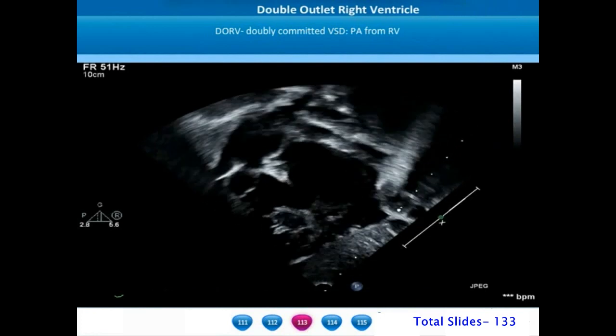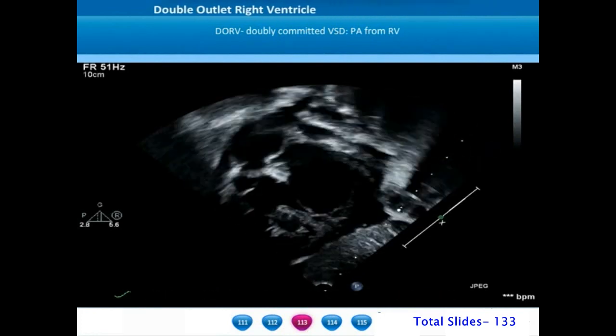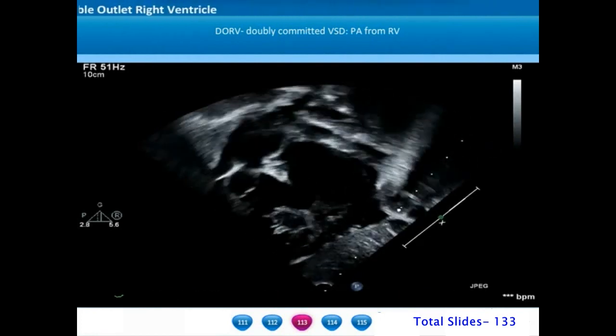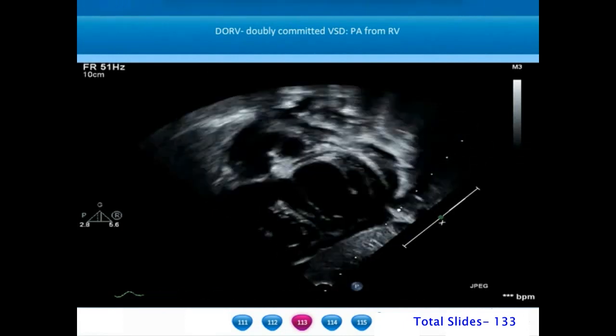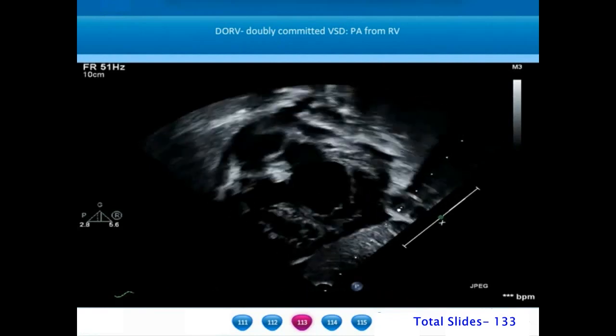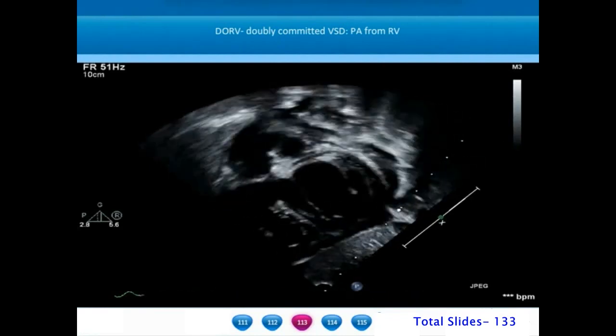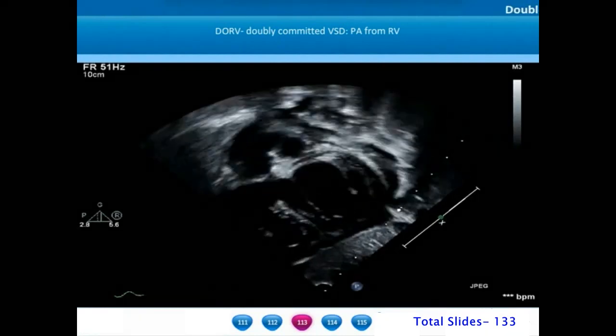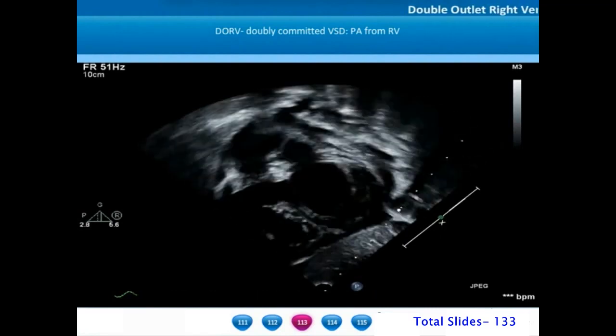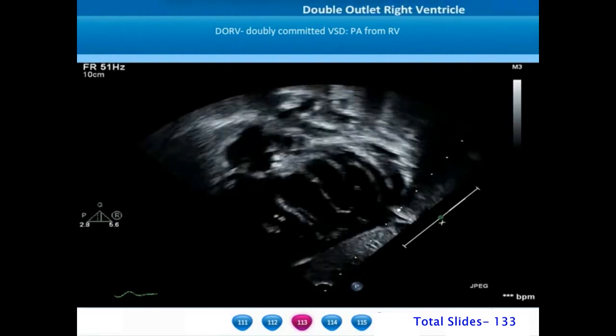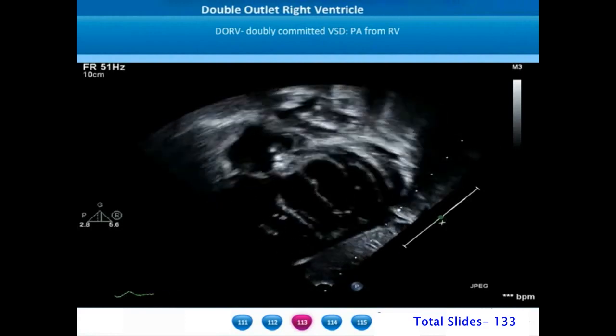On a leftward sweep on the same subxiphoid short axis view, we can appreciate the pulmonary valve giving off the dilated main pulmonary artery. We notice that there is no conal septal tissue between the aortic and the pulmonary annulus, and the VSD is related to both the aortic annulus and pulmonary annulus.